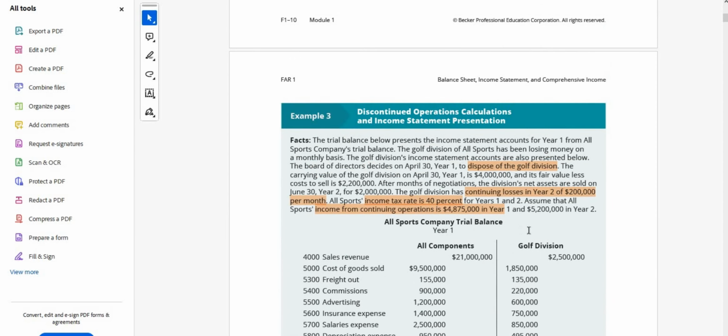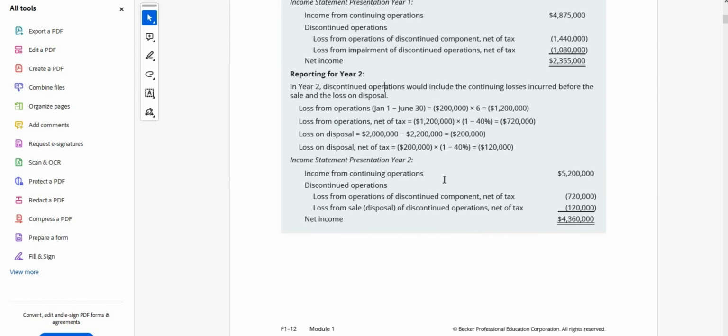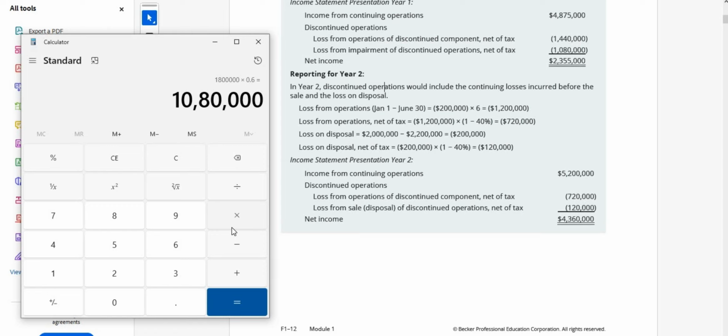As said earlier, the loss from operation is 2 lakhs per month for 6 months, from January to April, so 6 months. So 2 lakhs into 6 is 12 lakhs. Loss from operations net of tax will be 12 lakh into 1 minus 40%, that is net of tax 60%, so 7,20,000 will be the loss from operation.